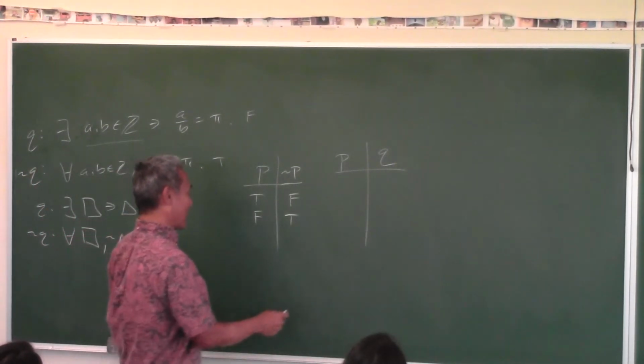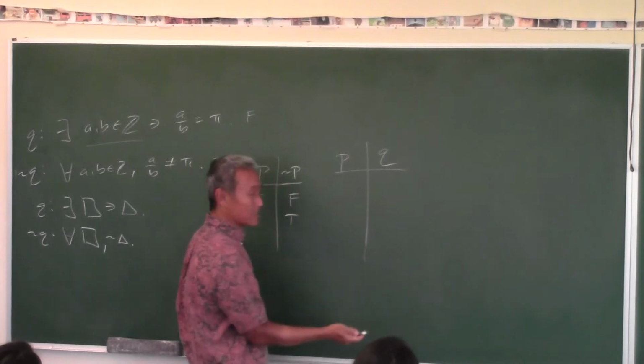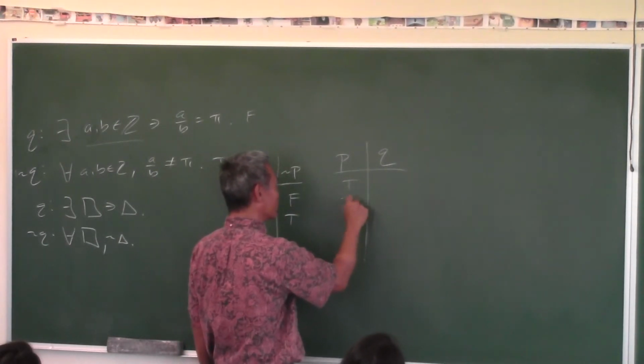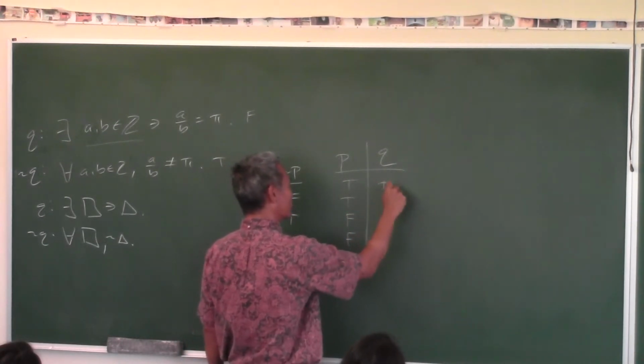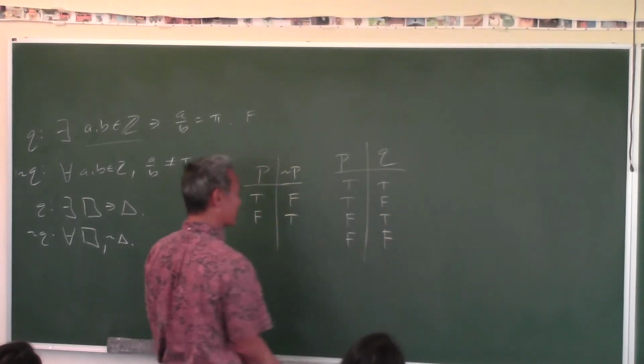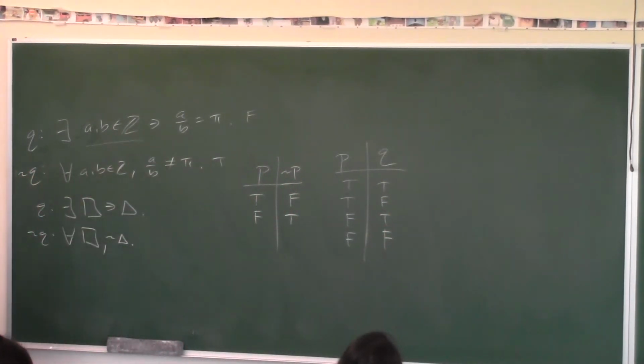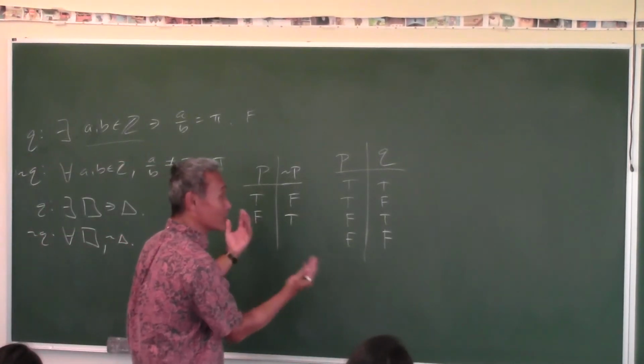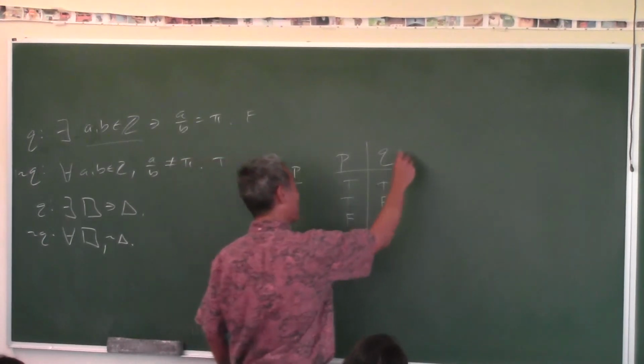Okay, so to get all 4 possibilities, this is what we normally do. P is true, true, false, false. Q is true, false, true, false. If you follow this convention, you get all 4 possibilities right there. This is the conventional way to do it. You can do it any way you want, but this is the way most people do it.